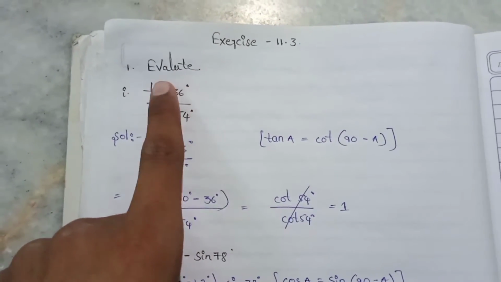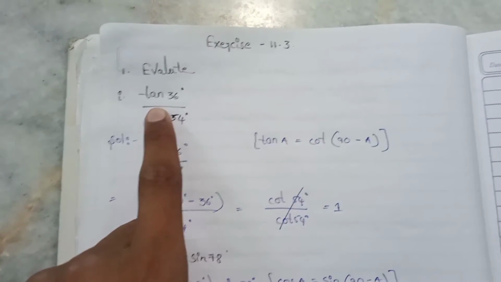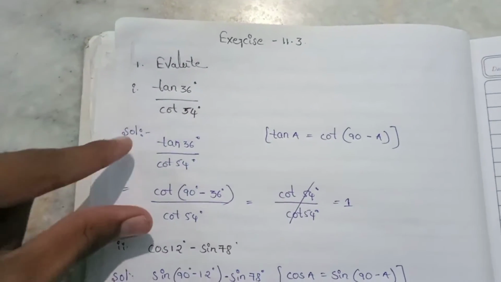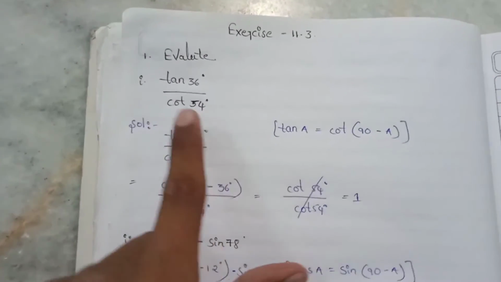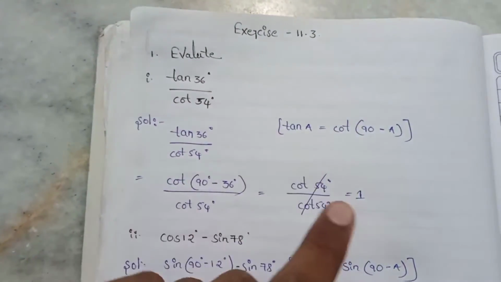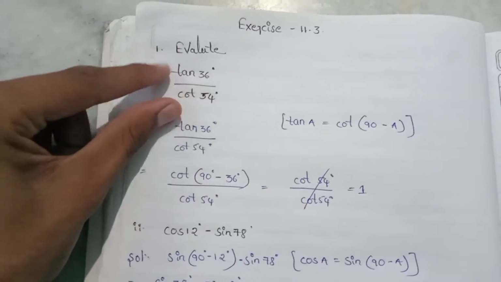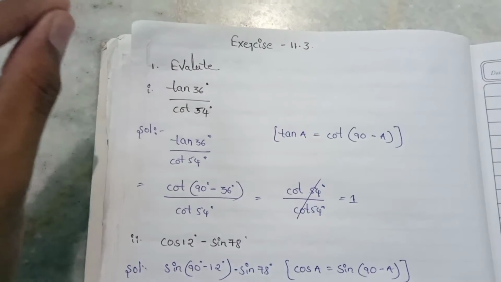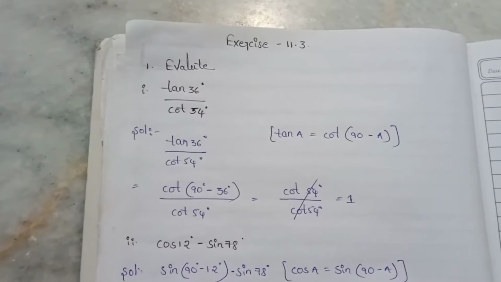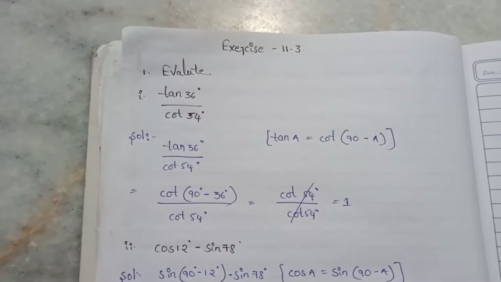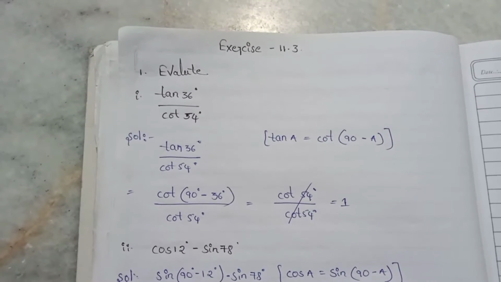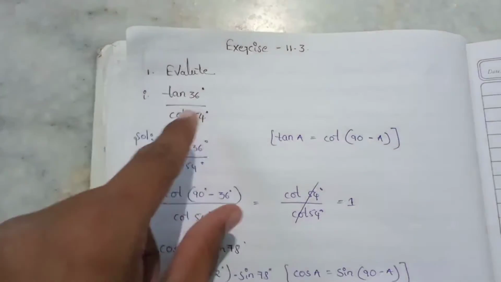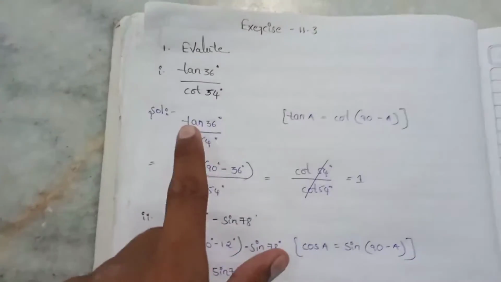Exercise 11.3, evaluate. First bit, tan 36 degrees by cot 54 degrees. Before going to start, you have to know one point here. Whatever you do, it must be cancelled and the answer must be in the form of a whole number. Whole number is nothing but from 0 to infinity, that is 0, 1, 2, 3, 4 and so on. Now let us start.